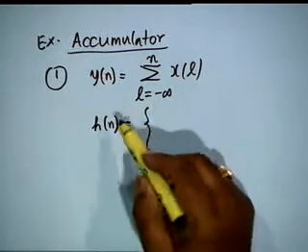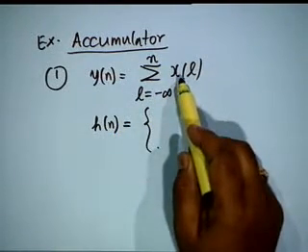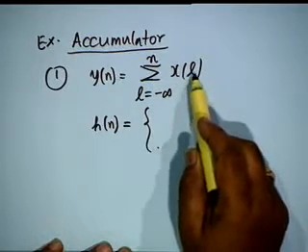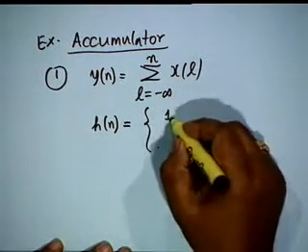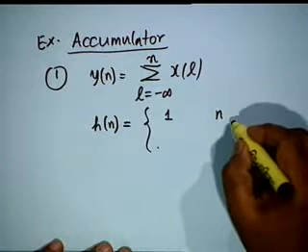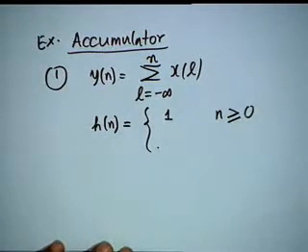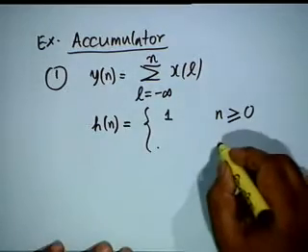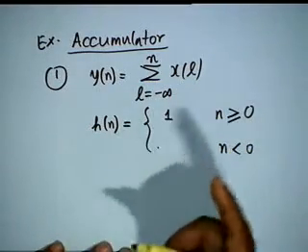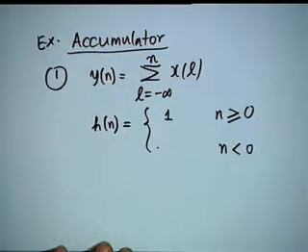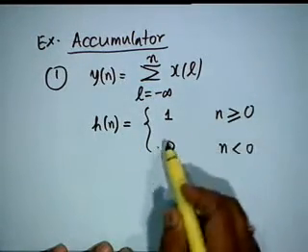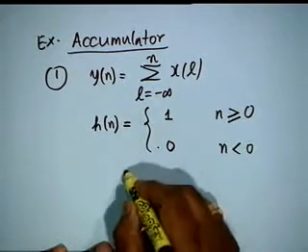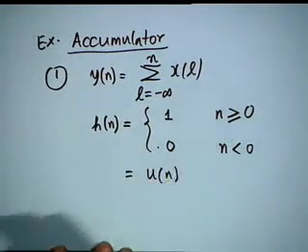H of n means we shall have to substitute x by delta, and delta of L exists only for L equal to 0, and therefore this is 1 if n is greater than or equal to 0. Isn't that right? If n is less than 0, then delta of a negative number is identically equal to 0. Therefore, it is 0. Is the point clear? Now don't you see that this is precisely the definition of a unit step function, and therefore h of n is equal to u of n.